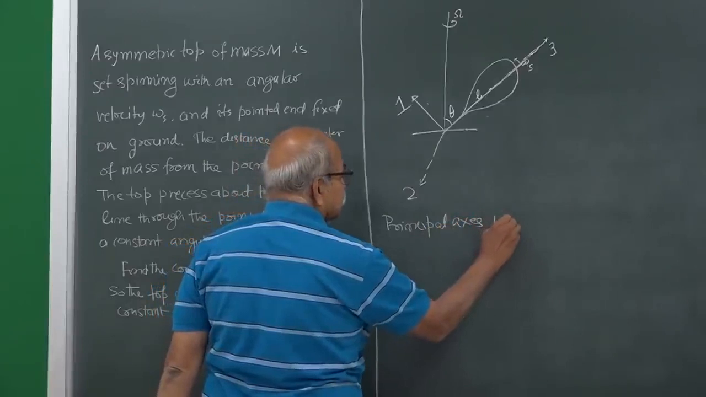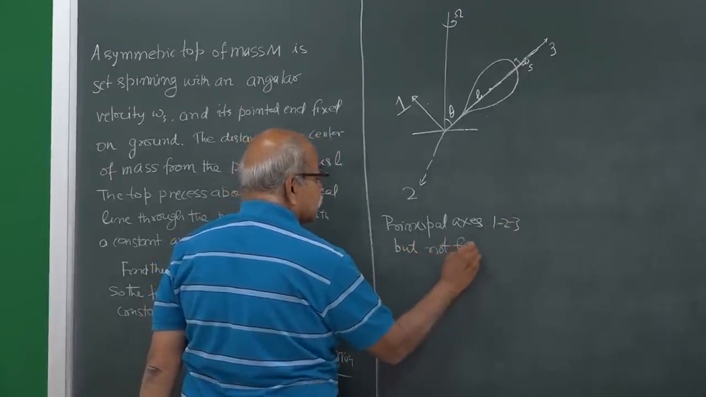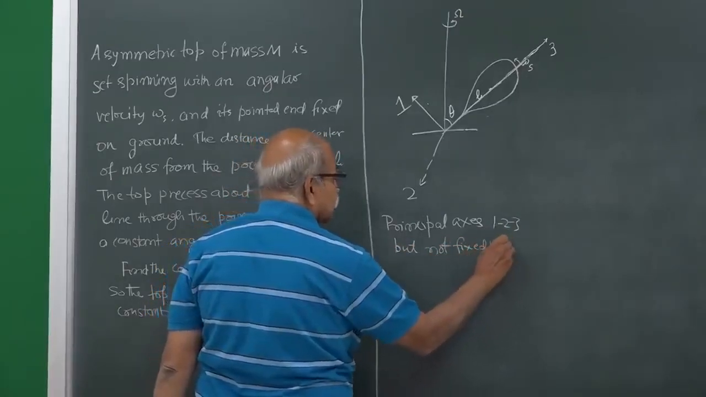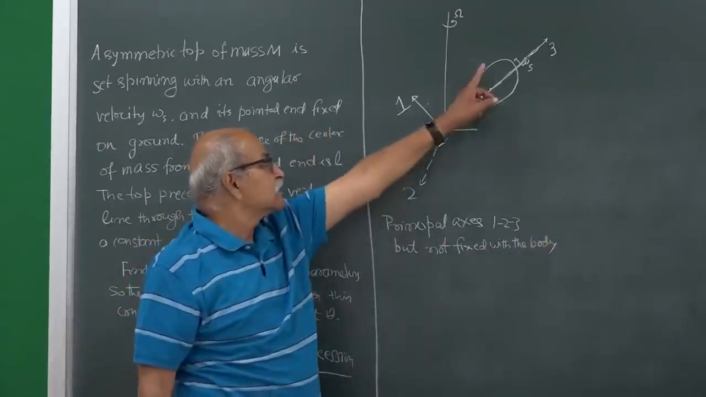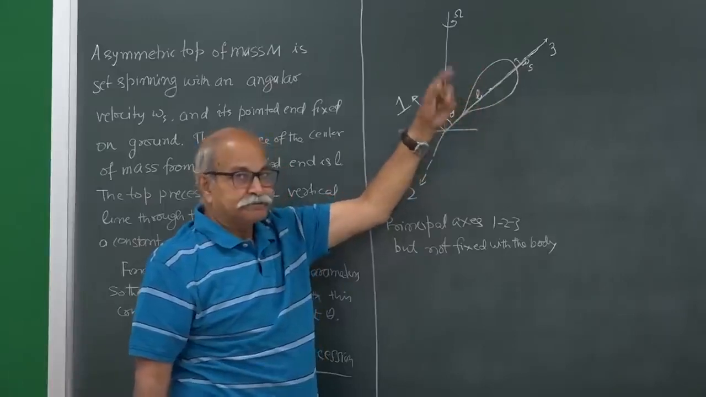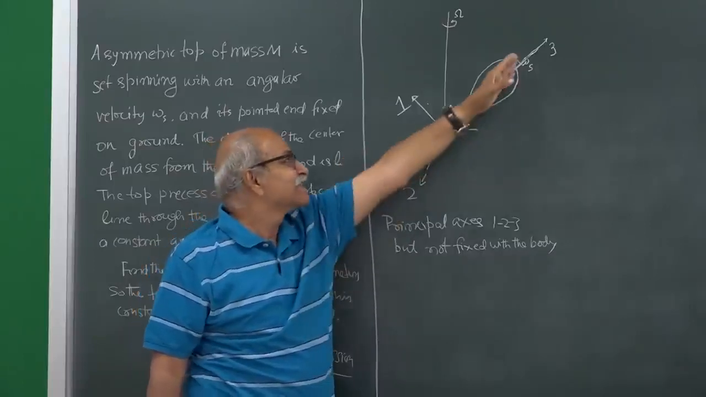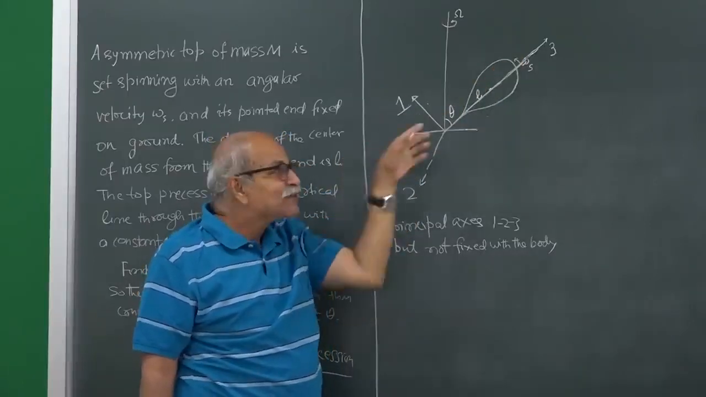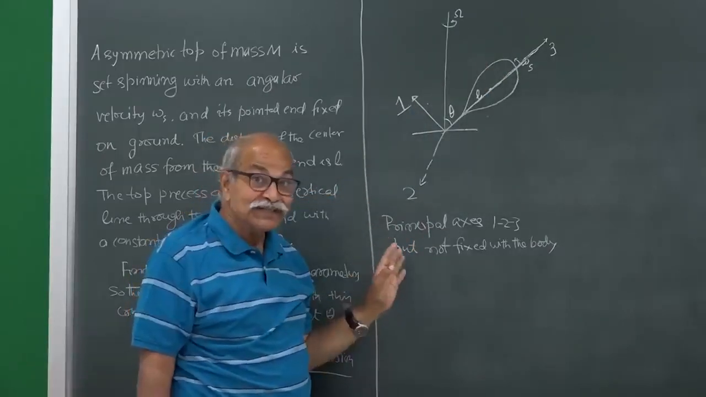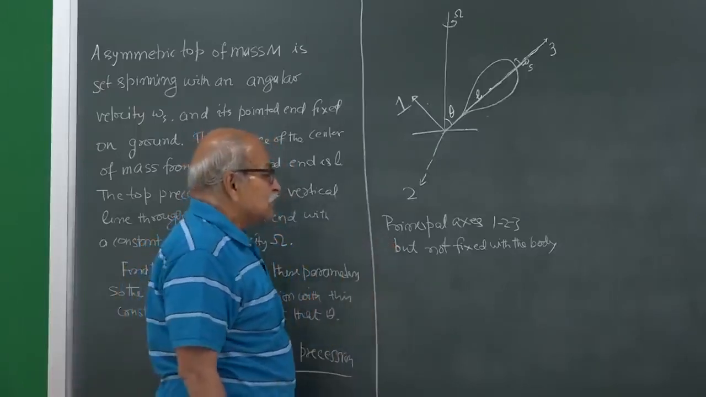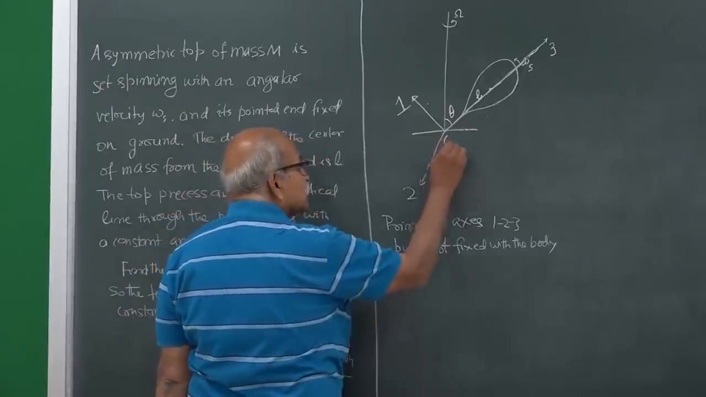Principal axes 1, 2, 3, but not fixed with the body. It is not fixed with the body in the sense that the top is spinning. When it is spinning, these axes do not spin with it. Although the 3 axis remains the same, the other 2 axes will not spin at that velocity with it. So, it is not fixed in the body, and so we will not use Euler's equations.